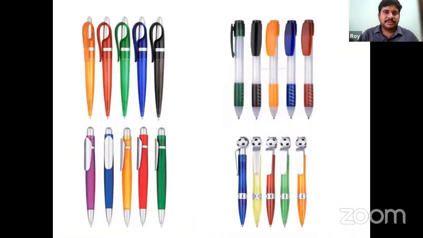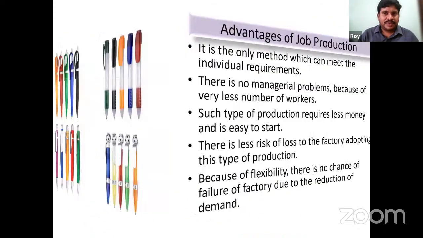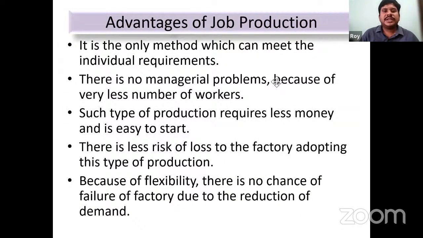Now, in that, we will see different variants. What are the advantages? It is the only method which can meet the individual requirements. And there are no managerial problems because of fewer workers. Such production requires less money and is easy to start. There is less risk of loss. Why? Because a smaller quantity of orders will be there, and I need not do the continuous production process. If I'm doing continuous production and no one is buying, definitely I will be in loss, right? Because of flexibility, there is no chance of failure of the factory due to the reduction of demand.